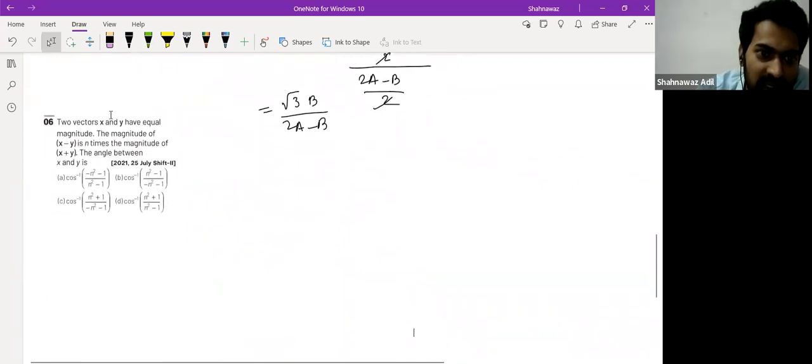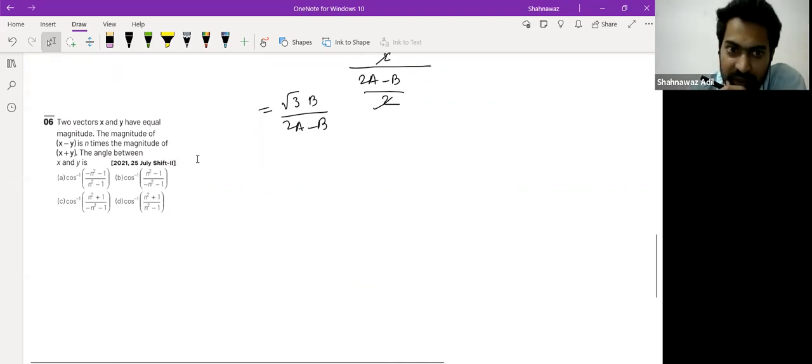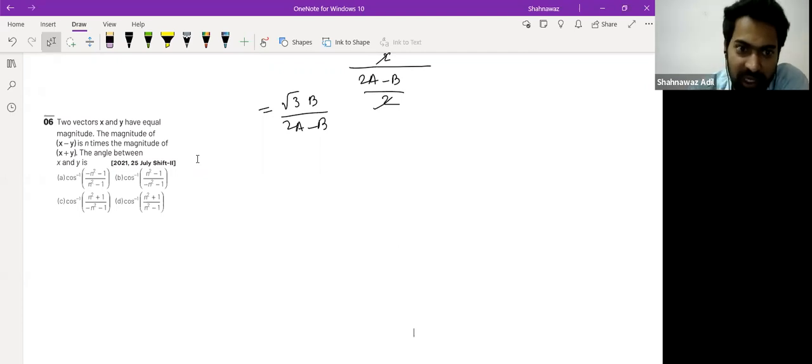So two vectors x and y have equal magnitude. Okay, and the magnitude of x minus y is n times the magnitude of x plus y, the angle between x and y is. So this is asked in JEE Mains. And you guys solve this question, okay? And tell me the answer. Or should we do it together? We'll try solving. If we can't, you can. Okay. Please tell me the answer in 5 minutes.